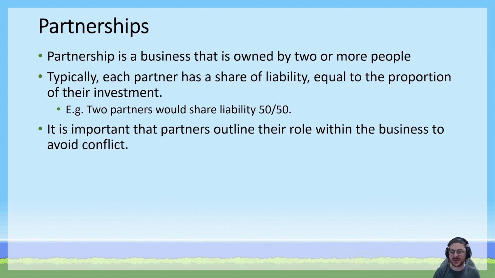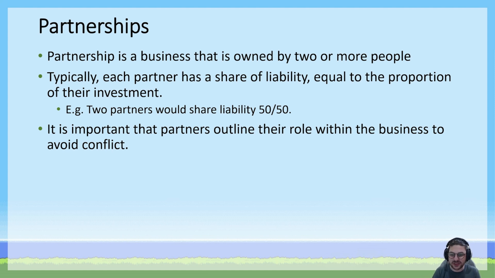Now, a partnership is much like a sole trader, but in this case, the business is going to be owned by 2 or more people. If it's one person, it's a sole trader. If it's more than one person, it's a partnership. Typically, each partner will have a share of the liability equal to the proportion of their investment, which, if there's 2 partners, they probably share the responsibility, share the legal burden 50-50. In 3 partners, 33 and a third, 33 and a third, 33 and a third.